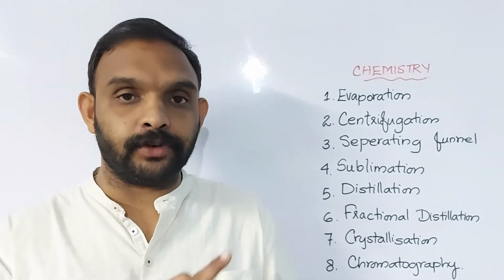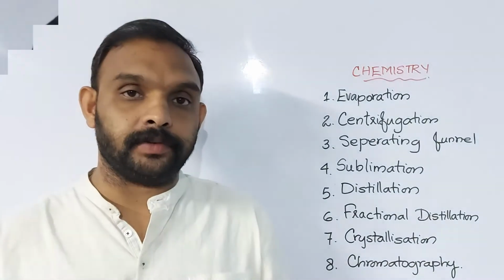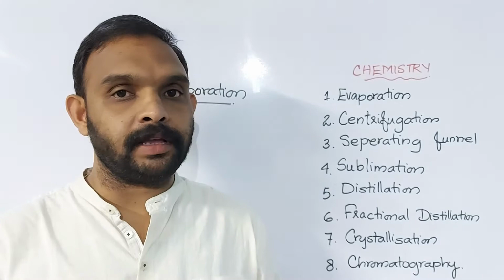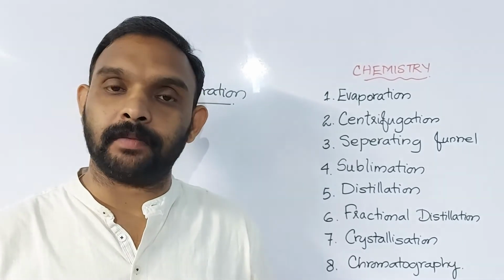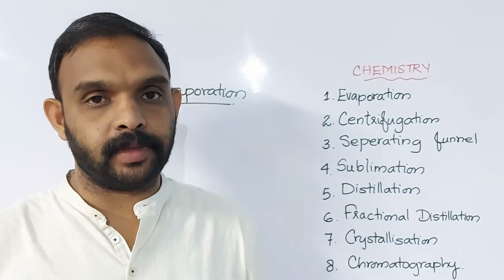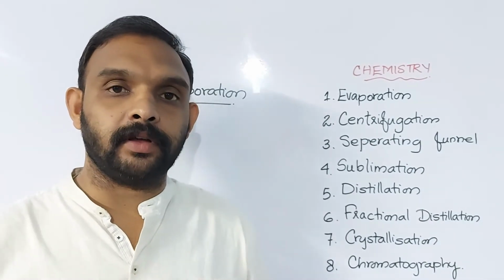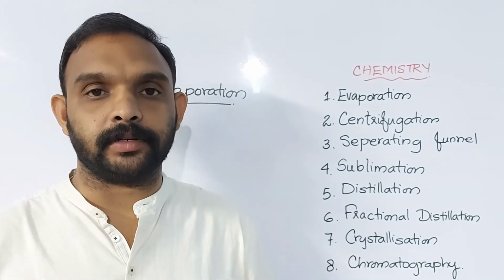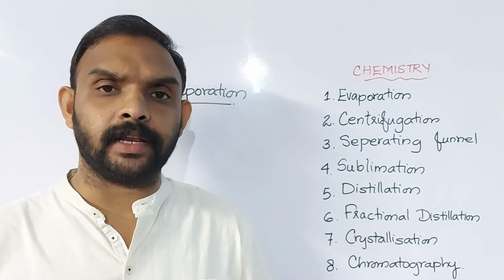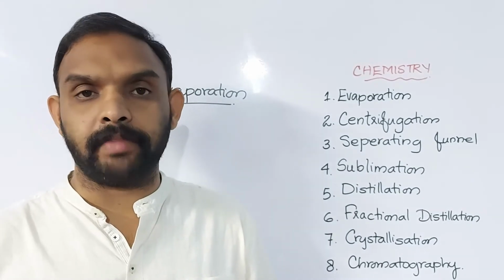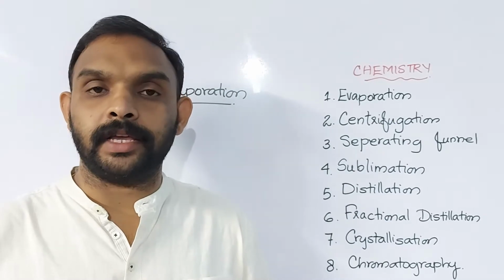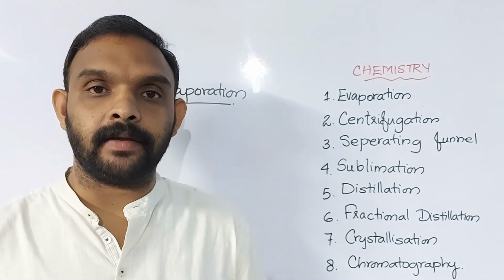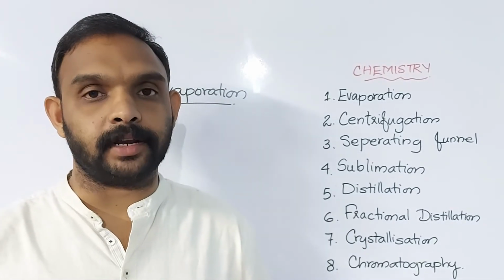So let us start with the first one, that is evaporation. So dear students, we know that evaporation is a method of changing the state of matter, that is from liquid state to gaseous state. But here we are using this method for the separation of a non-volatile component from a volatile component. What is meant by volatile and non-volatile? Volatile component means the component which easily changes into vapor state, and which does not is called a non-volatile component.